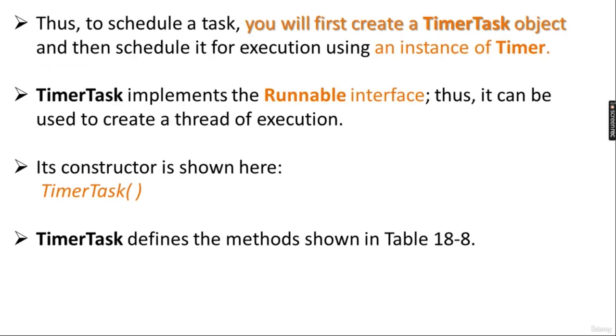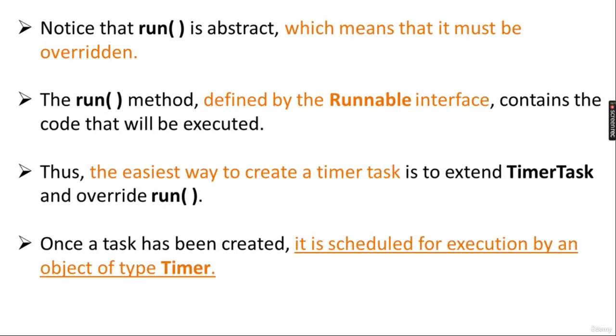You will first create a TimerTask object, then schedule it for execution using an instance of Timer. So both instances, both objects are important here. TimerTask implements the Runnable interface, thus it can be used to create a thread of execution. Okay, the constructor is TimerTask. Likewise your thread implements the Runnable interface, so it can be used to create a thread for execution. And the methods defined by TimerTask we will see now.